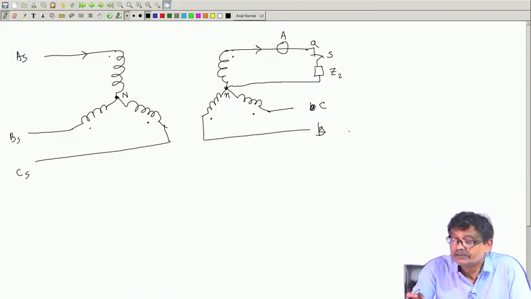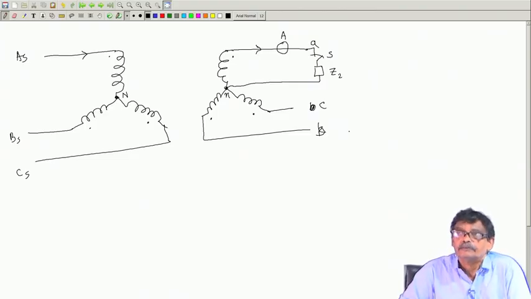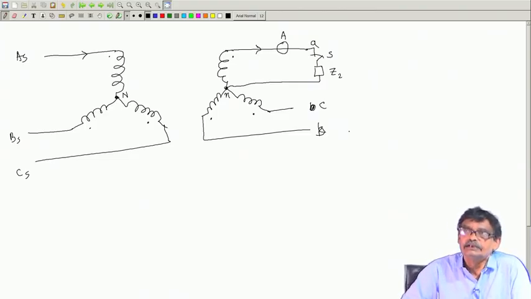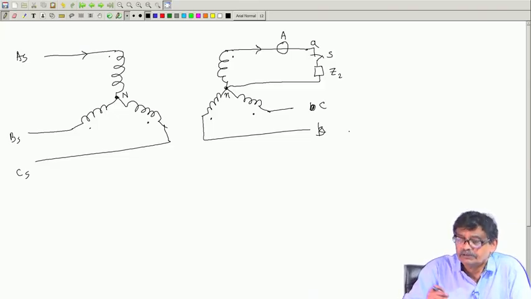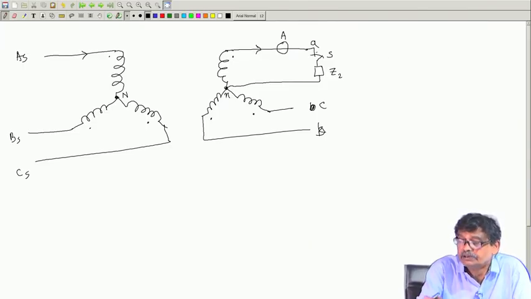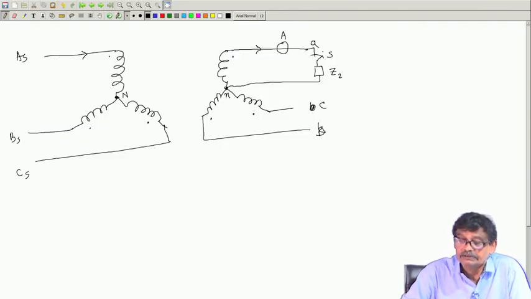That is, you cannot connect a single phase load. But then the question is, what happens to Ohm's law? This V by Z is the current, Z2. There was voltage when the switch was opened, we have connected a Z2. So, V by Z2 should be the current.